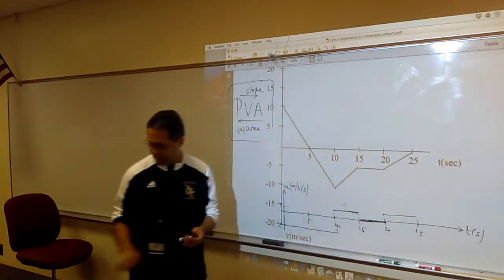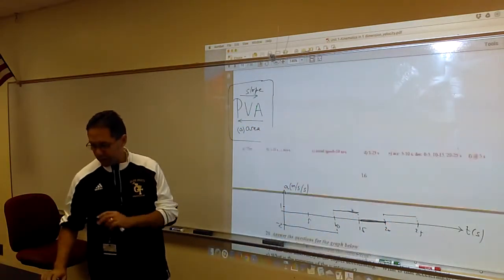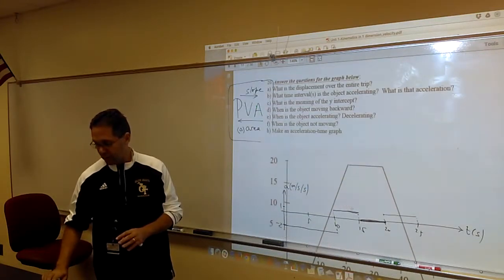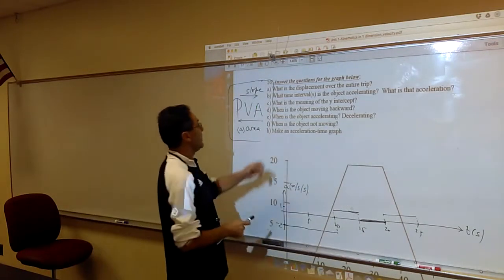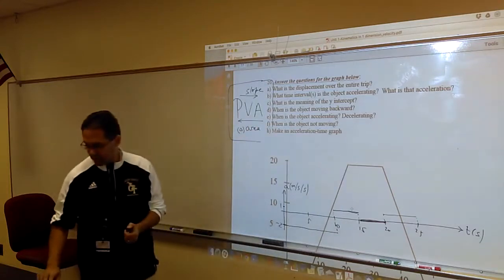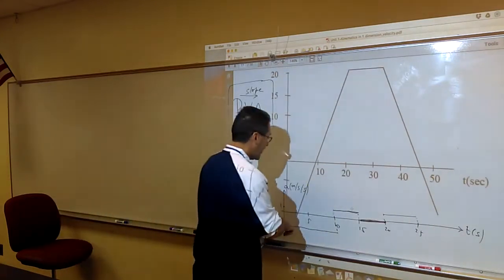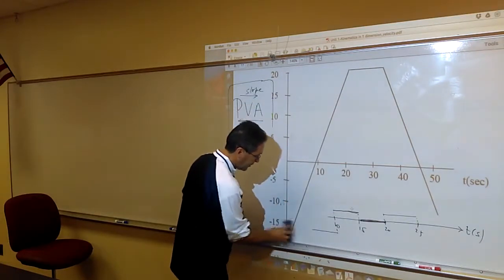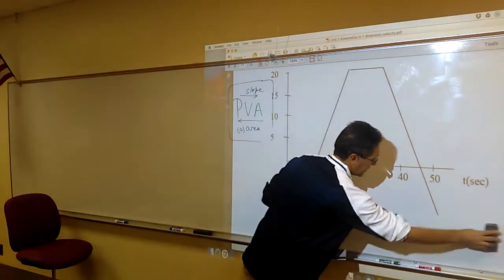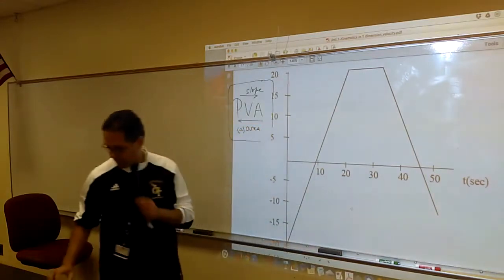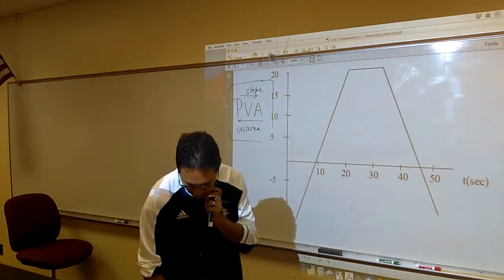Okay? And that's that. So for the next one, I'm just going to talk about it briefly without doing any numbers. If it says, what's the displacement for the entire trip, you just find the areas. Anything that's below the time axis, you have to look at it as a negative area. Anything above, you look at it as a positive. Let me just look here.